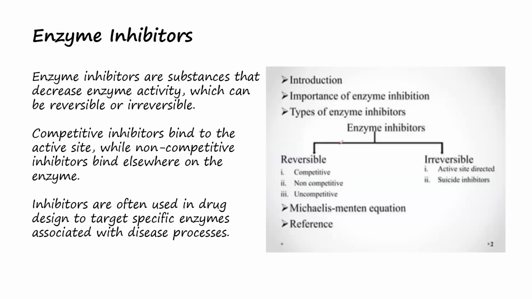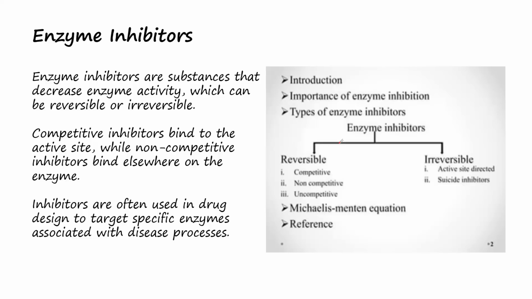So what are enzyme inhibitors, ladies and gentlemen? Enzyme inhibitors are substances that decrease enzyme activity, which can be reversible or irreversible. So we have reversible enzyme inhibitors and we have irreversible. When we say reversible, it means that when you remove the inhibitor, the enzyme will still work. But in the case of irreversible, the enzyme's activity will not come back again. It will already destroy it.